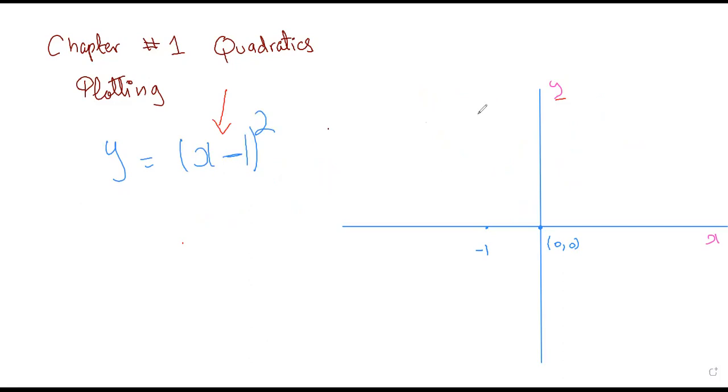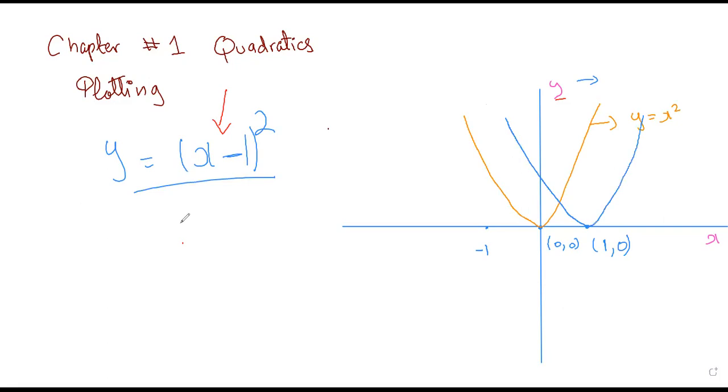What is the usual shape? The usual shape of any parabola is this one, right? What is the equation? The equation is y equals x square. And for the blue equation, what are we going to get? We will move our graph 1 unit right. So this point will come here, and now we will have 1, 0.